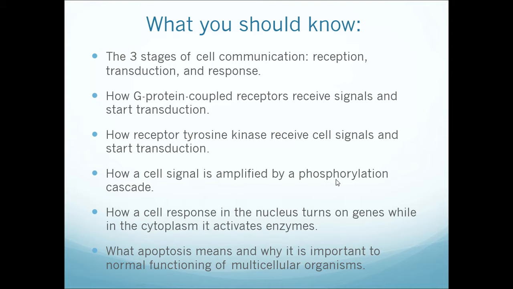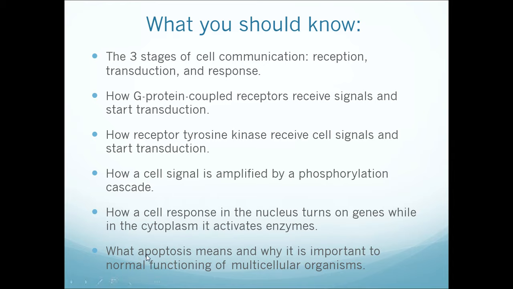And then how a cell response in the nucleus will turn on genes while in the cytoplasm it activates the enzyme. So if you have a cell responding, the cell response may occur in the nucleus, in which case it's going to affect the genes because that's where the genes are, or it can affect the cytoplasm, and therefore it will affect the enzymes directly. Okay, so there's some comparing and contrasting you're going to have to do there.